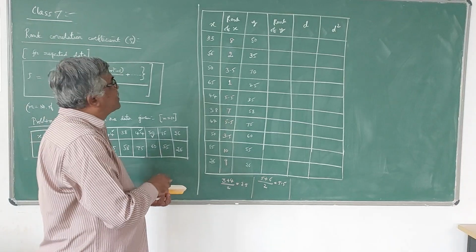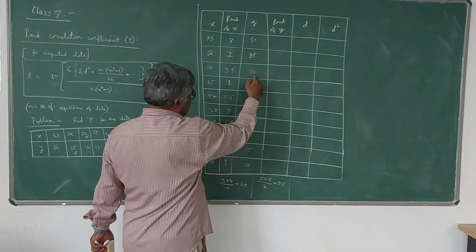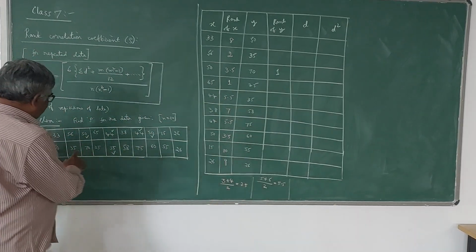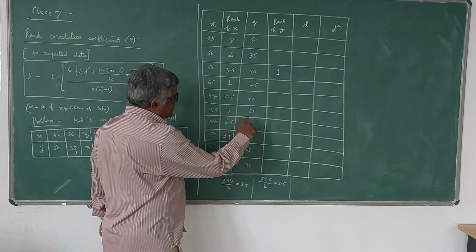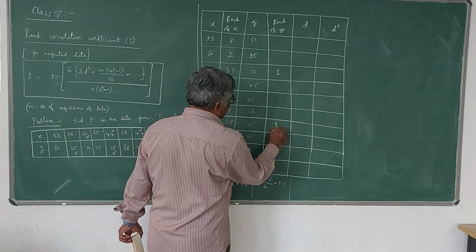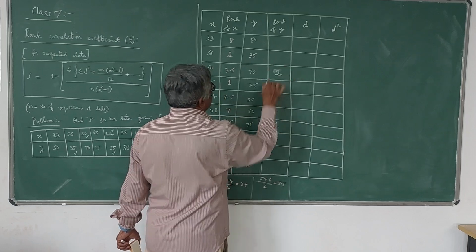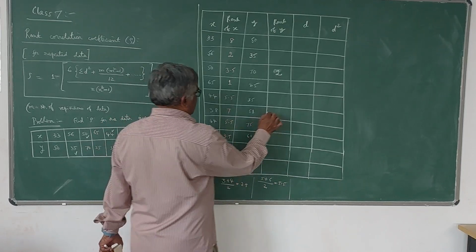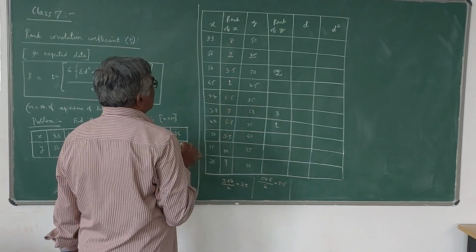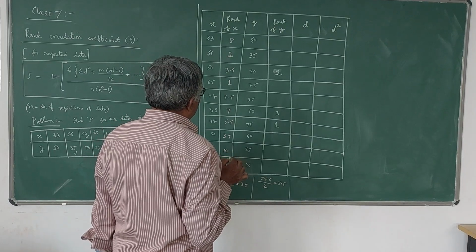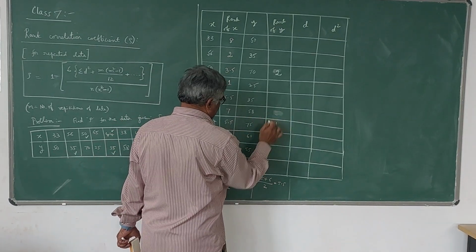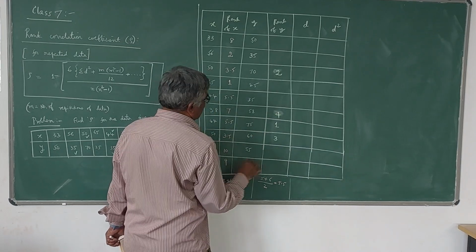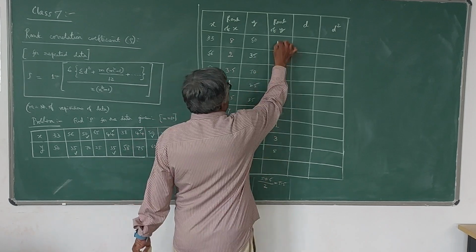For y, the highest value is 75, which corresponds to first rank. Then 70 is the second rank. After 70 you have 60, which becomes 3, then 58 becomes 4, then 55 becomes 5, then 50 becomes 6.